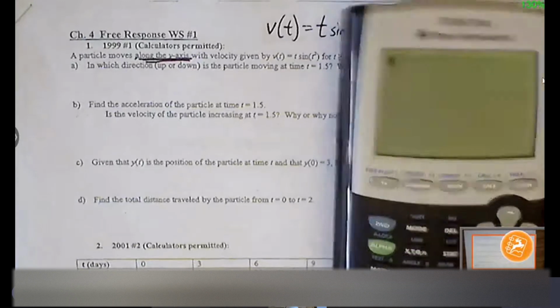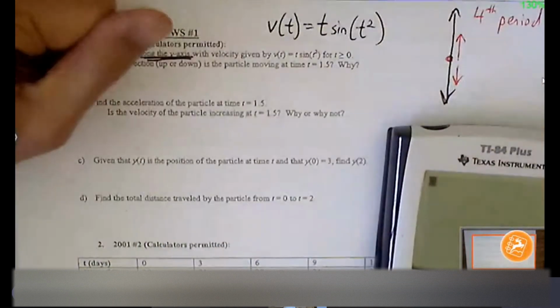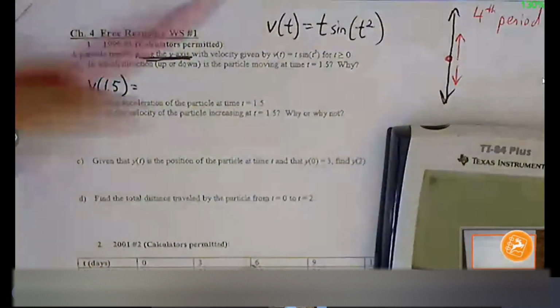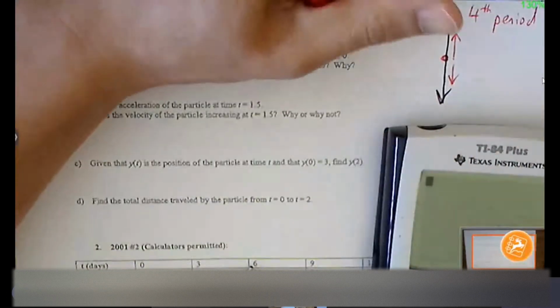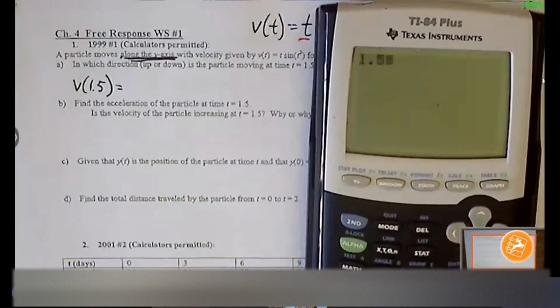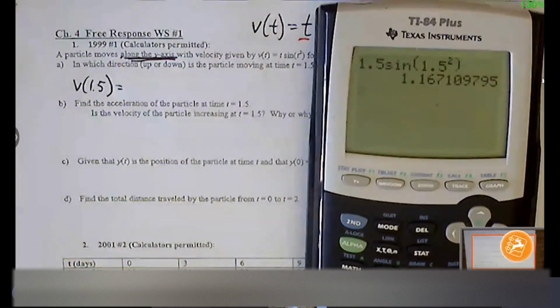Okay, so if I want to find velocity at 1.5, I'm just going to put 1.5 in for wherever I see my t values, and enter that in. Okay, 1.167.